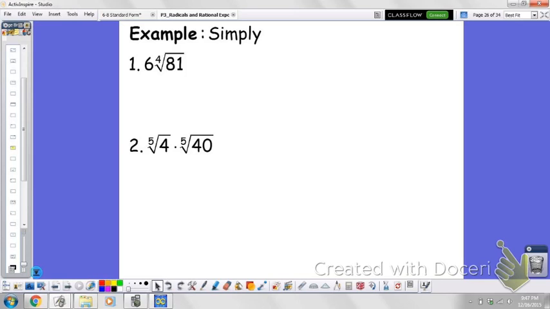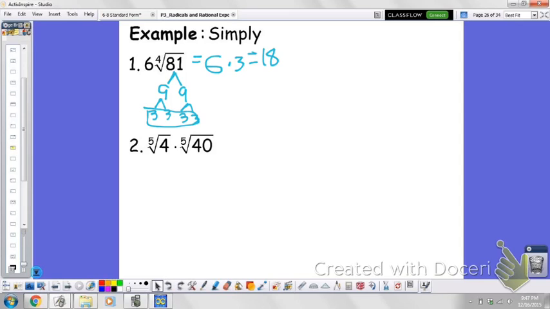So to simplify 6 times the fourth root of 81, I'll split up 81. That splits up into 9 and 9. And I can split my 9's up into 3's. Well, I'm looking for a set of 4. Here I have 4 3's. So I can pull out a 3. So I have 6 times 3, which is 18.